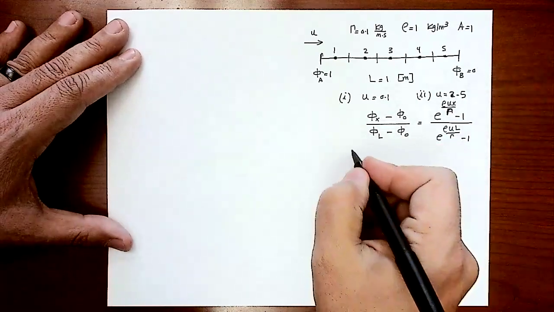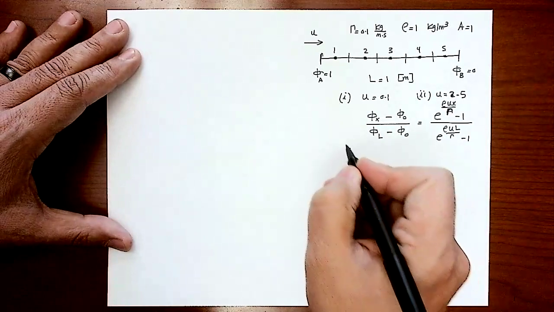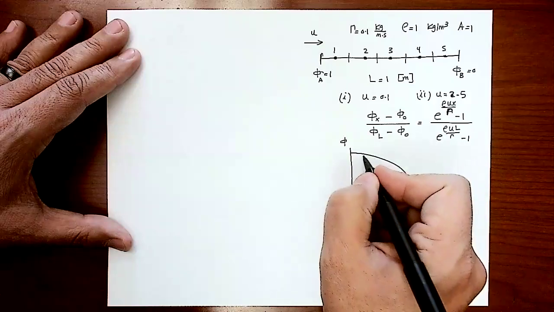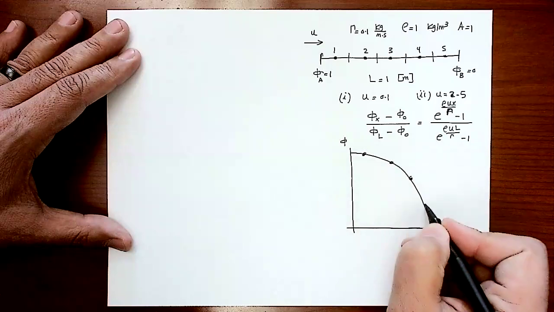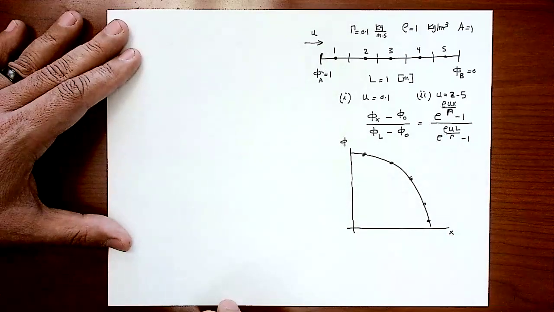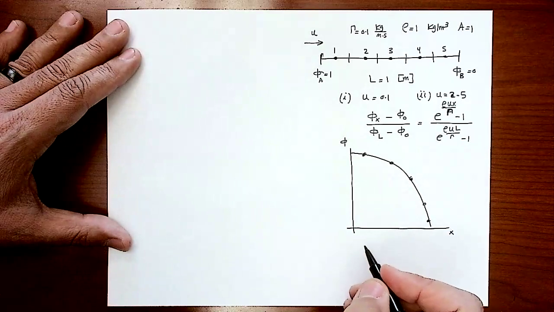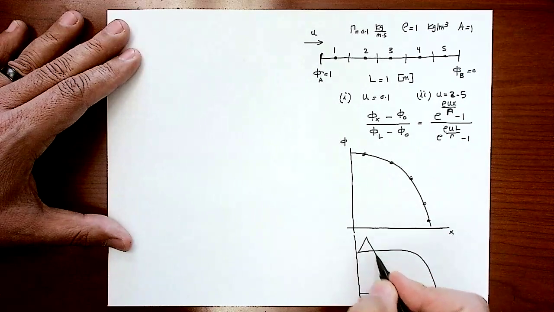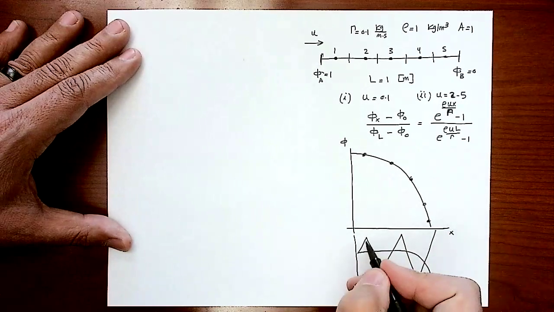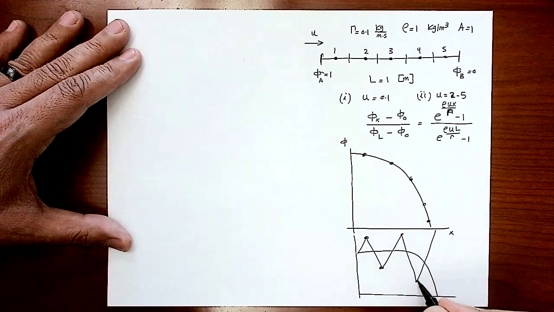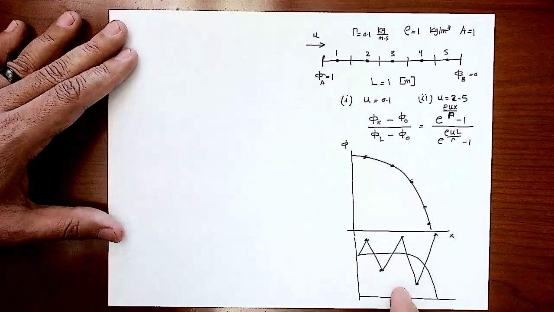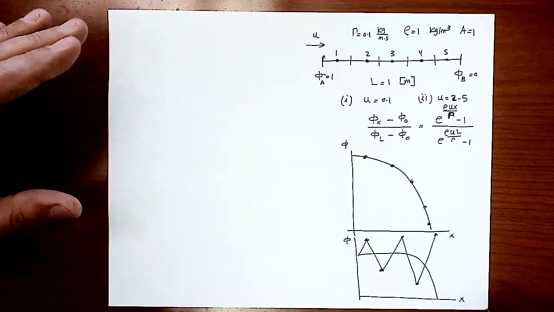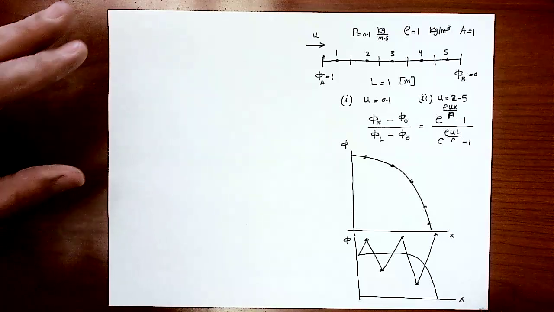We solved the 2 cases. In the first one, this is phi, this is x, and we saw that the analytical solution was coming like this. Then the numerical solution was matching nicely. In the second case, the analytical solution was going like this, but the numerical solution was diverging. We got weird values. The reason we didn't have a convergent solution was the cell Peclet number.